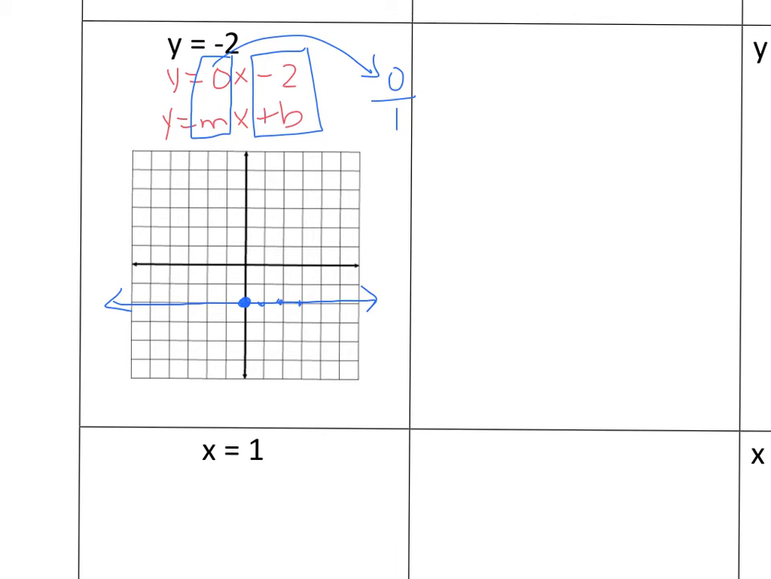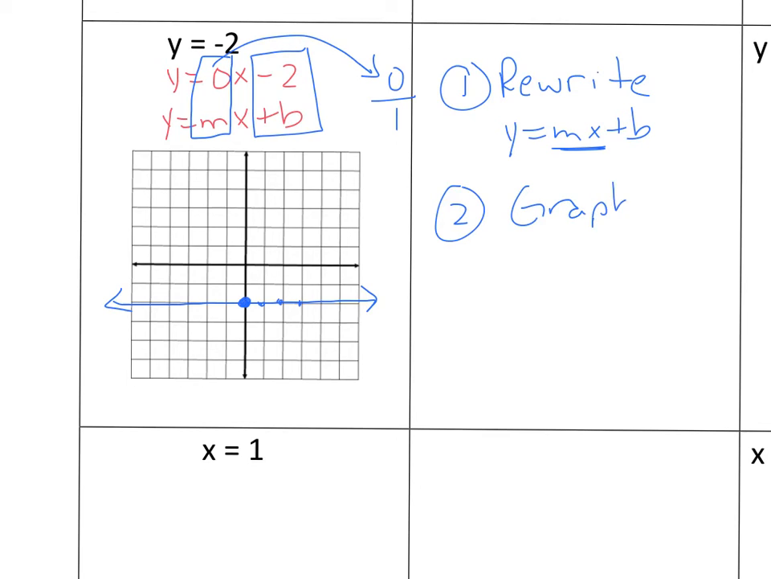Okay. So now, if you need to do some steps here, my first recommendation is to rewrite it into y equals mx plus b. So put in that 0x right here. Then step 2 is we're just going to graph it. You start with your start point and then do your slope.